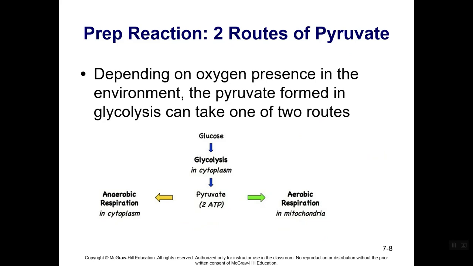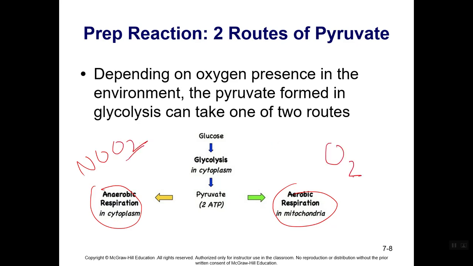Now in the next step of cellular respiration, those pyruvates are going to move into the next phase. And different things will happen to these pyruvate molecules depending on whether their environment of the cell is anaerobic or aerobic. Again, anaerobic means no oxygen, and aerobic means there is oxygen.